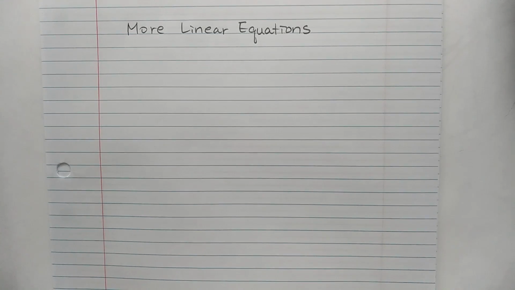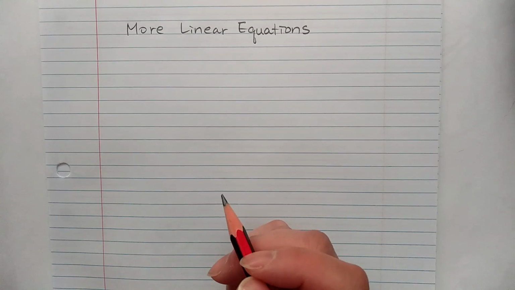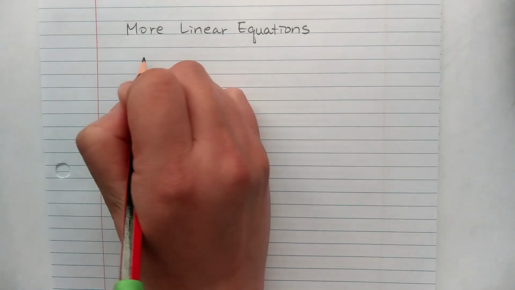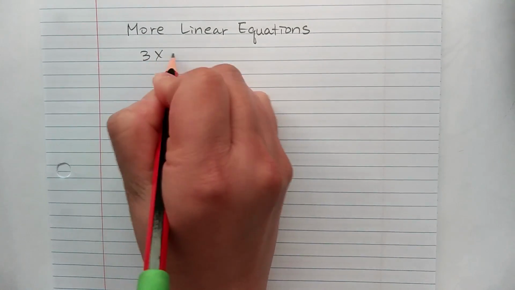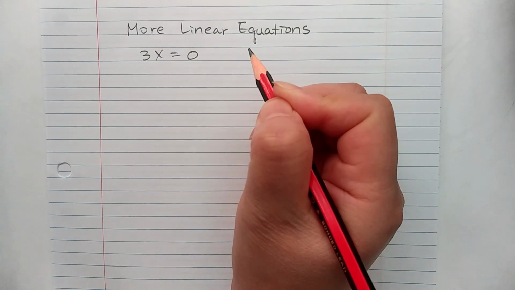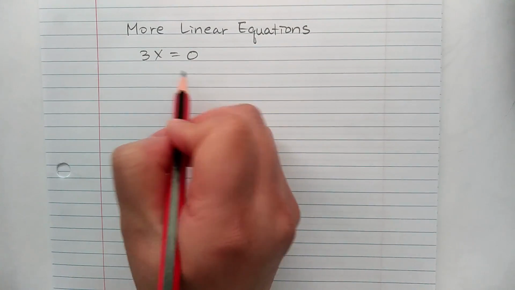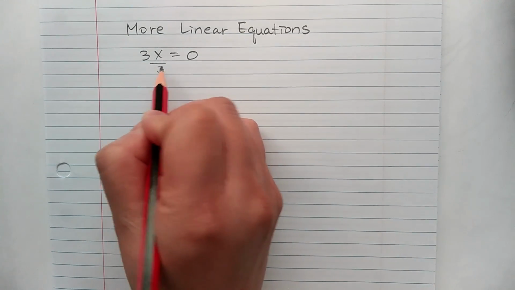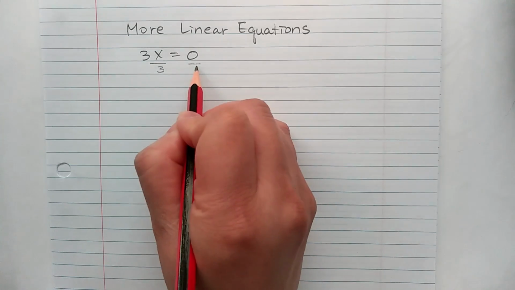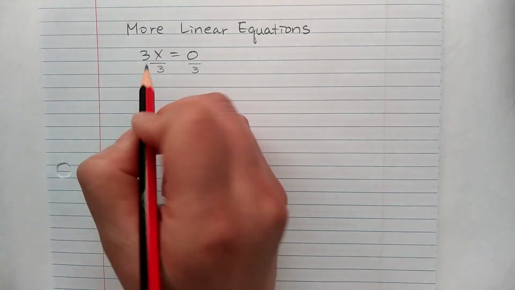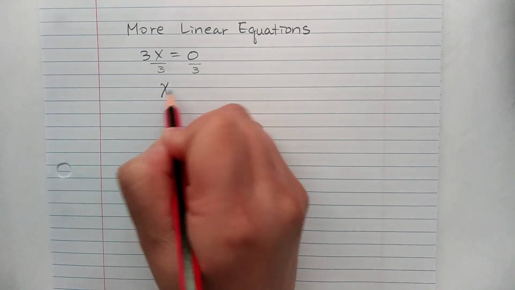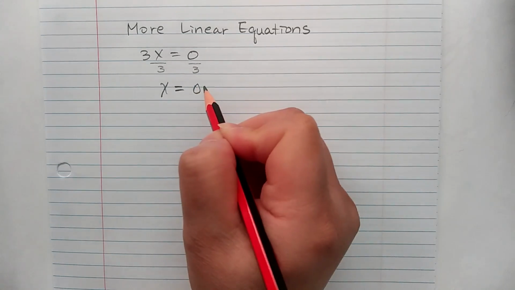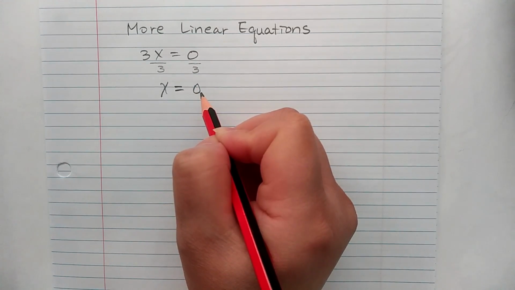Let's talk about some crazy linear equations. Crazy means we don't get the answer that we used to get. For example, let's say 3x is equal to 0. How do we solve this? We will divide both sides by 3. So divide this term by 3, divide 0 by 3. So this side will have x is equal to, what is 0 over 3? That is 0. So x is equal to 0.